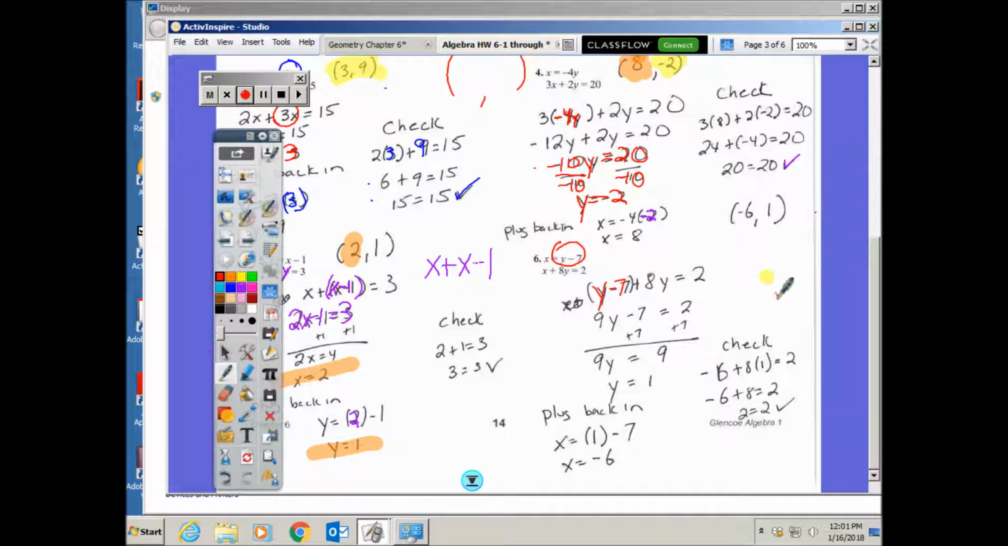So if y minus 7, I can't combine anything there, correct? But I can combine the y and the 8y to give me 9y. The negative 7 stays the same. 9y minus 7 equals 2. I add 7 to both sides. So 9y equals 9. And when I divide both sides by 9, I get y equals 1.